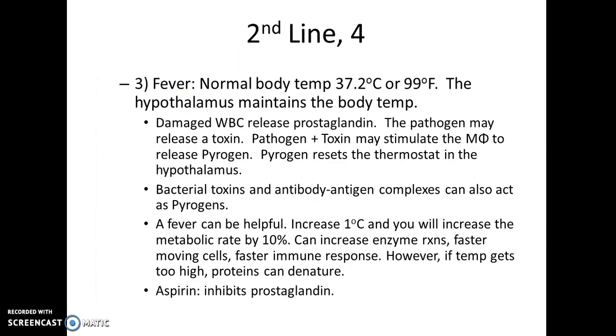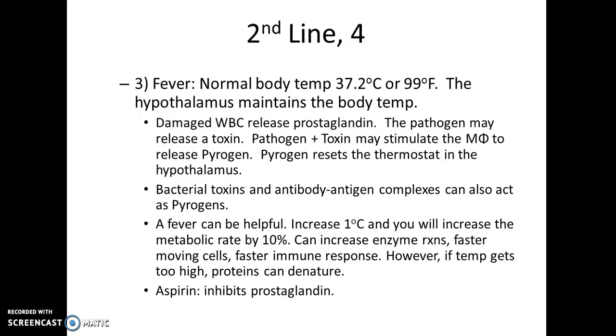So what is another non-specific internal defense? Fevers. So your normal body temperature is 37.2 degrees Celsius or about 99 degrees Fahrenheit. The hypothalamus is going to maintain that body temperature because the hypothalamus is the boss. It is the big boss. It takes care of us.